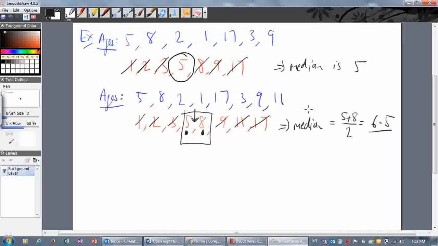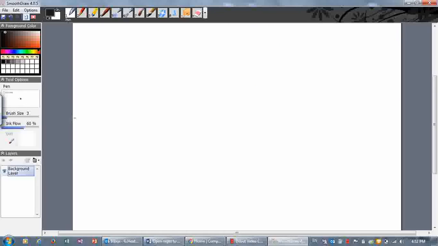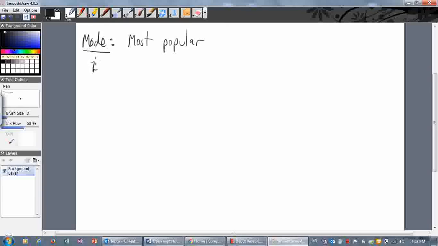The last measure of center is the mode. The mode is pretty simple. This is just the most popular. In other words, when you're looking at a bunch of data, which one came up the most? Which data point came up the most?